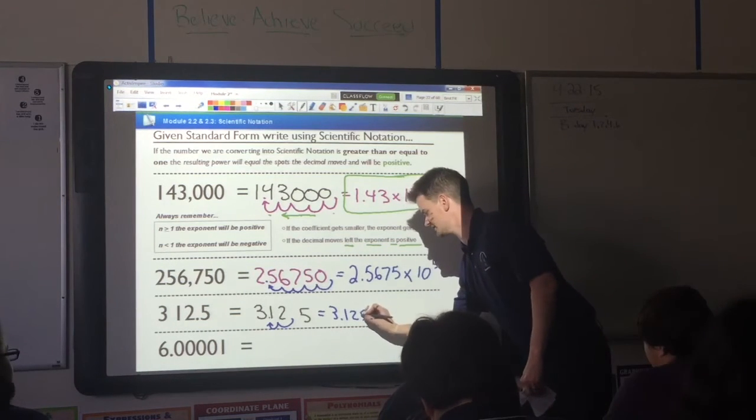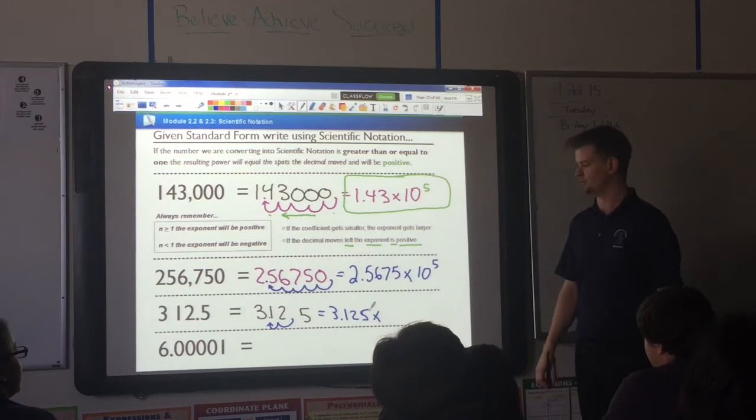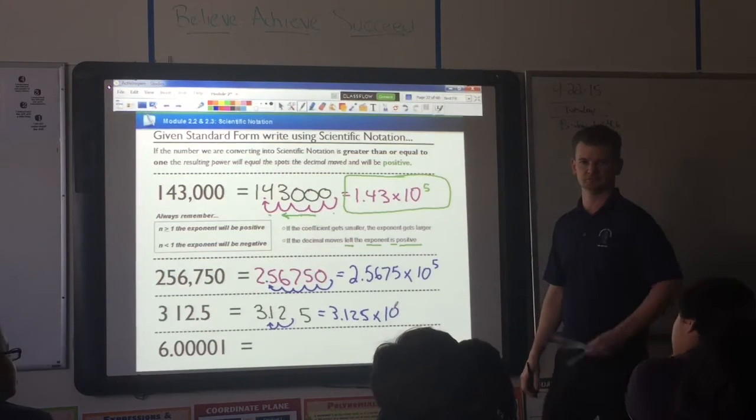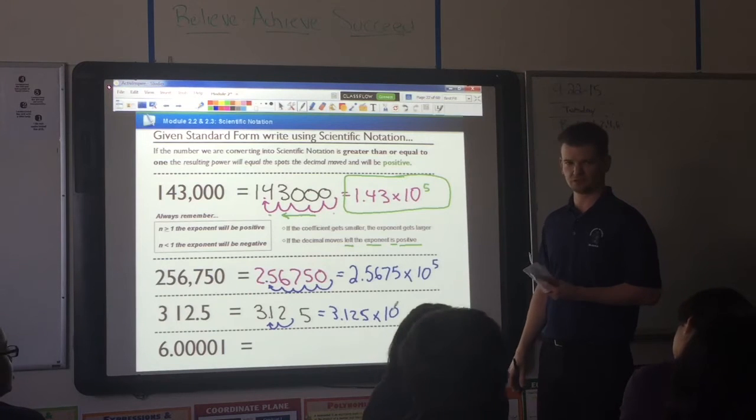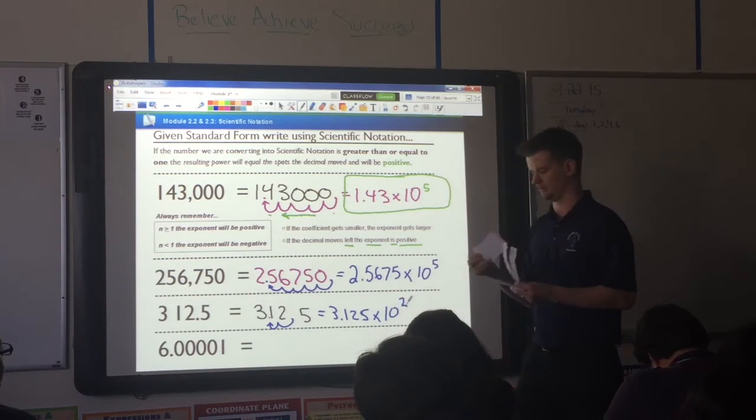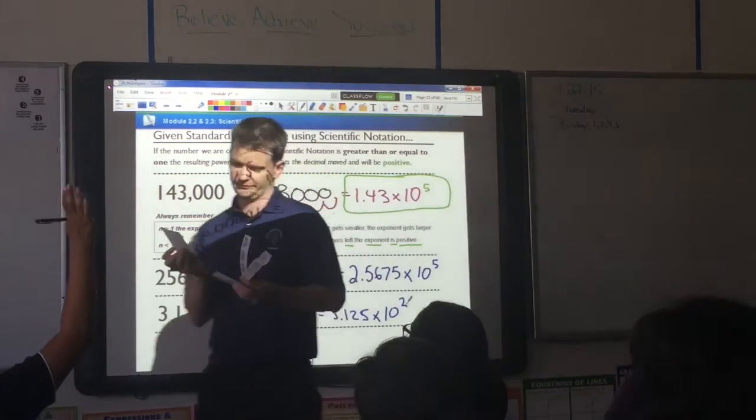The multiplication sign, yes, I know my 5s look like S's. It's not 3.12S. And that's a 10. And then, what is your exponent? It's 2. Are you sure it's not 3? True. Look at you second guessing yourself. All right, yeah, it's 2. Good job.